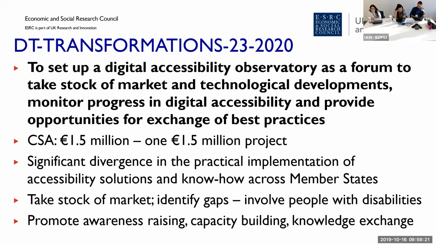Right, and the last transformations topic for 2020, Transformations 23. This is specifically related to the Web Accessibility Directive. So that has come into practice as from September this year, and it establishes accessibility requirements for websites and mobile applications of public sector bodies. So they need to be complying with this as of now. The expected impact of this CSA is to support the implementation of this Web Accessibility Directive and overall contributing to the widespread recognition of the benefits of accessible digital services.